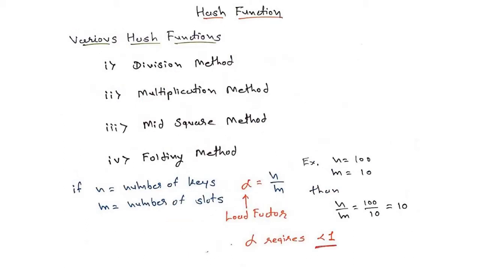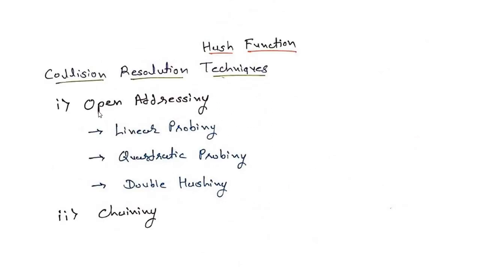If we look at the various hash functions, we have discussed the division method, multiplication method, mid square method and folding method. We have also discussed load factor alpha, which is required to be kept less than 1 for a good hash function. For collisions, we have discussed collision resolution techniques. There were 2 main approaches: first was open addressing and second was chaining. In terms of open addressing, we have discussed linear probing, quadratic probing and double hashing.